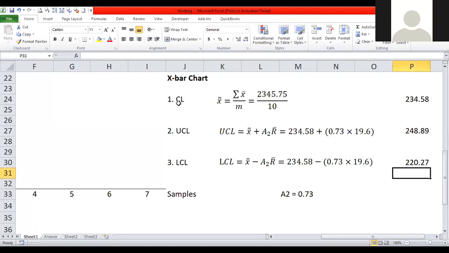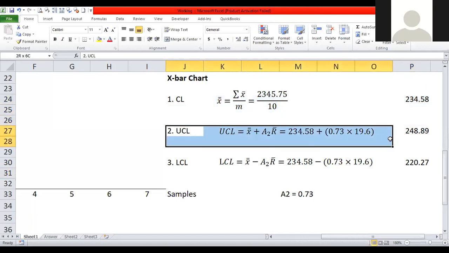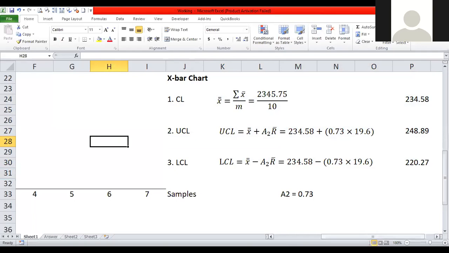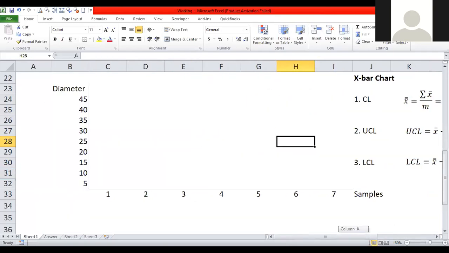So now we know the central line, we know the upper control limit, we know the lower control limit. So now our next step is we have to draw the X bar chart. X bar chart, same thing, but now this is diameter average, right? Diameter average X bar.